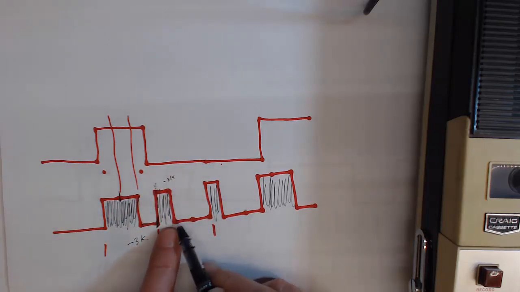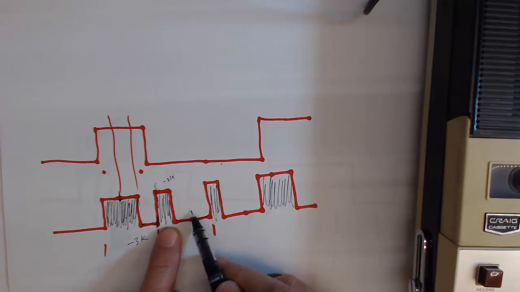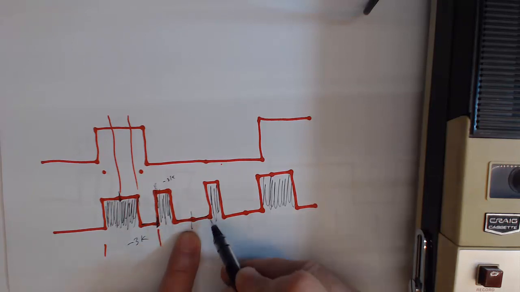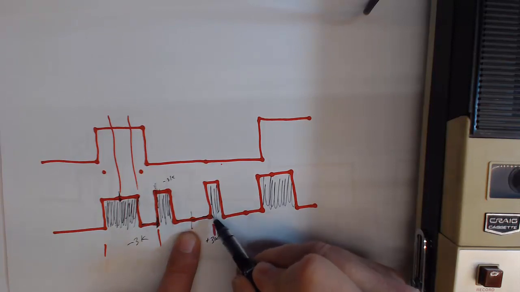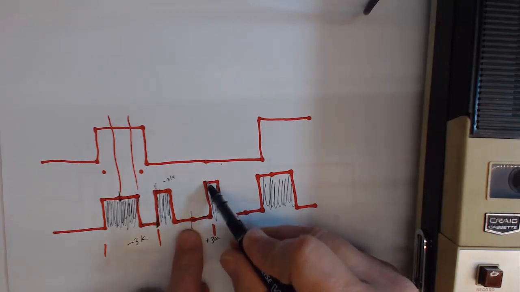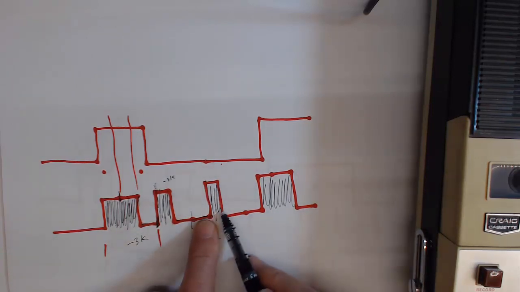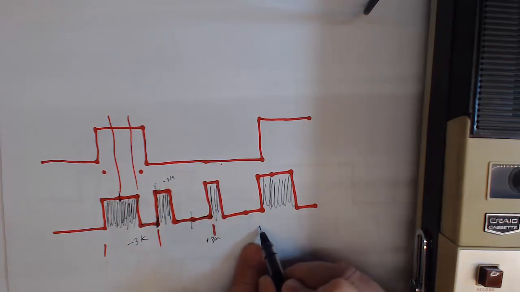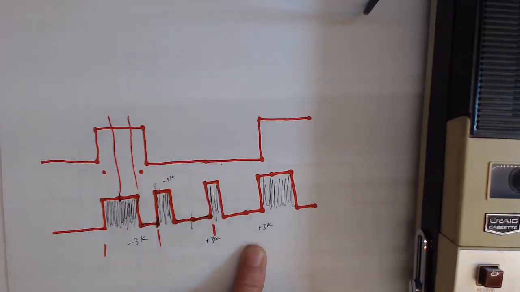That goes away. We have silence, so we start counting up. Here we're back to 0, and here we're up to positive 3,000. We then see a high transition, so we know that's the start of another bit. We do the exact same thing, and we're going to get the exact same answer. We're going to get plus 3,000 on this.